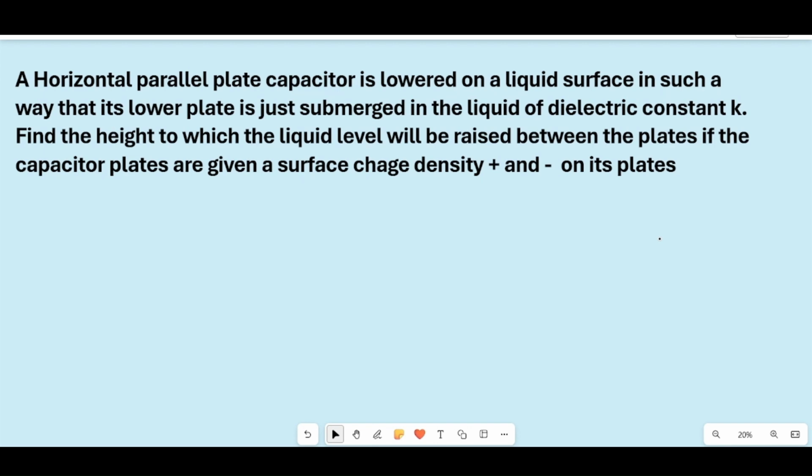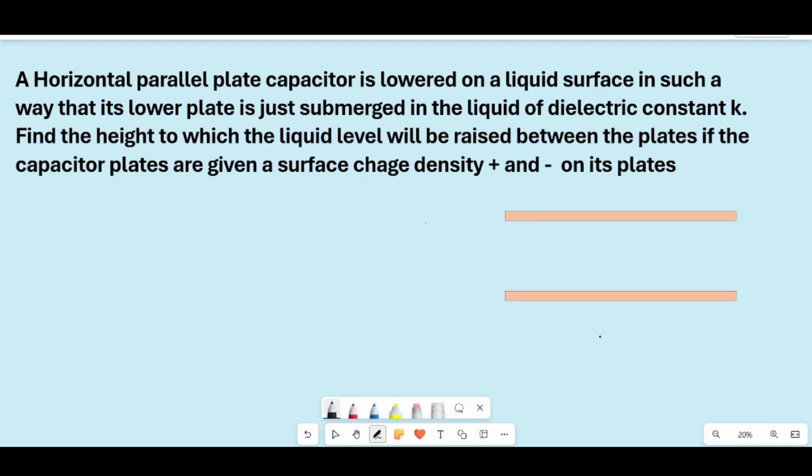An equilibrium position will be obtained, because the weight of the liquid acts downward, and the force due to the charge density on the plates of the capacitor acts upward. That net force we'll see here: what is the net electric field, how much force is acting, and up to what height the liquid rises between the plates of the capacitor.